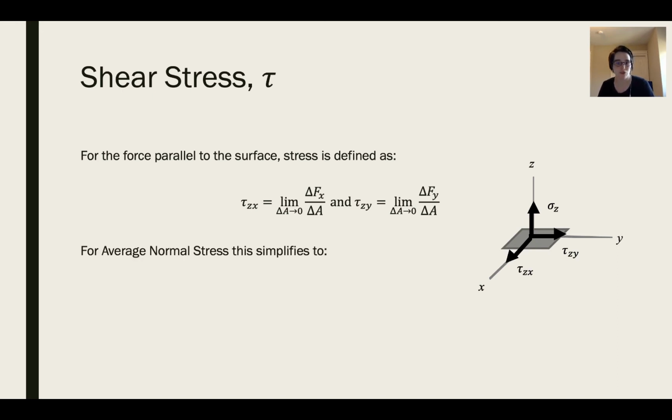For an average shear stress, this simplifies to the shear force, V, divided by the area. So tau, the shear stress, is equal to shear force divided by the area it's applied over. Again, this has units of force per area, so pascals or psi, depending on your unit system.